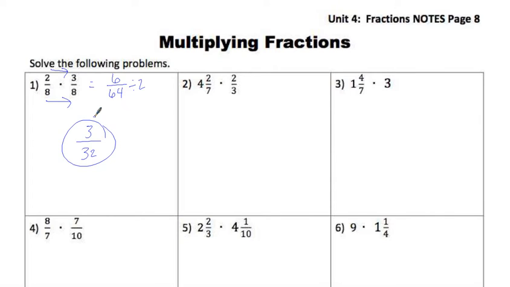Okay, let's look at number 2 together. With number 2, remember we have this mixed number here. I need to do the magic C. Multiply on the bottom, add on the top. 7 times 4 is 28, plus 2 more gives me 30 over 7 times 2/3. I'm not doing anything with 2/3, so I'm just going to bring it down. Now I'm going to go across the top, across the bottom. 30 times 2 is going to be 60. 7 times 3 is 21.